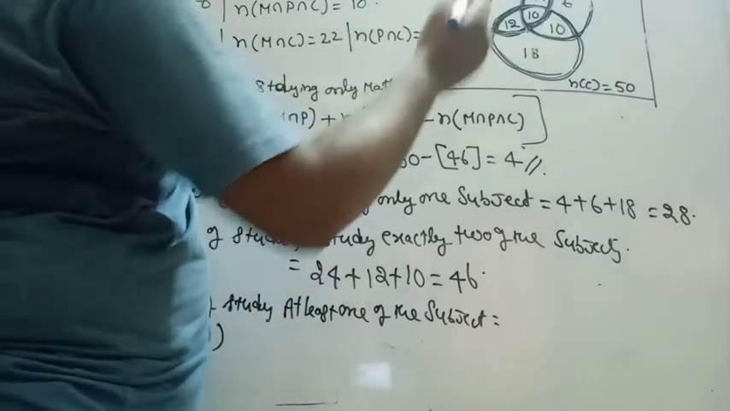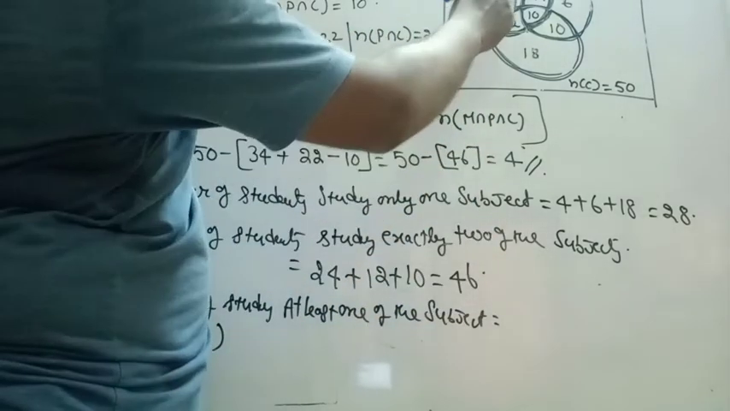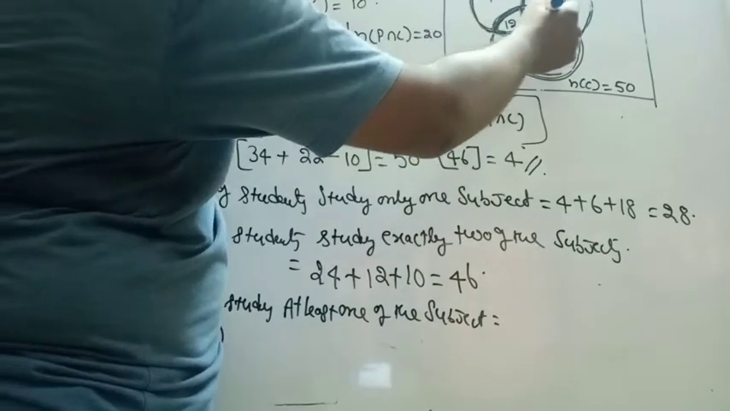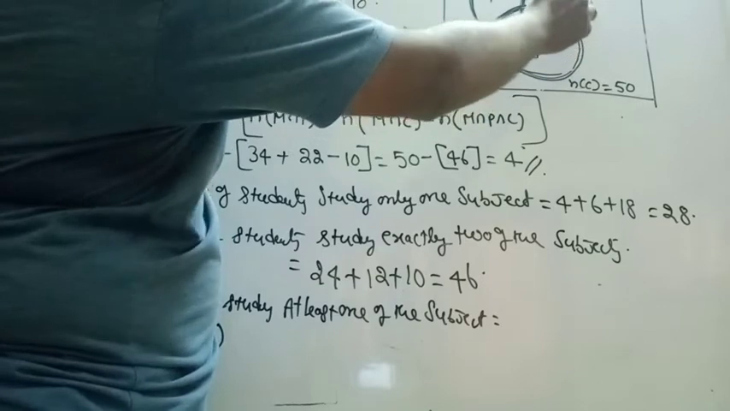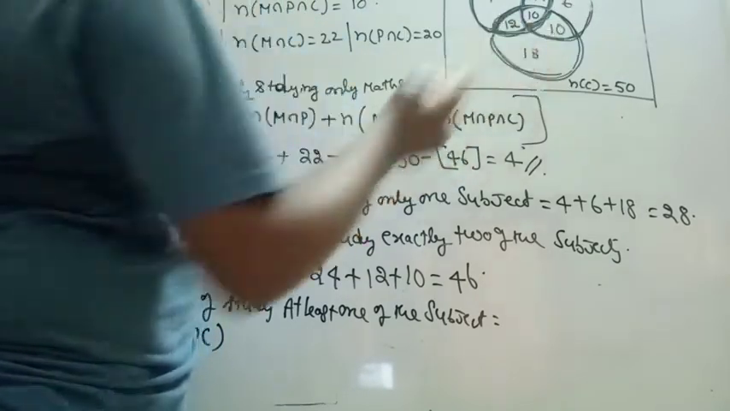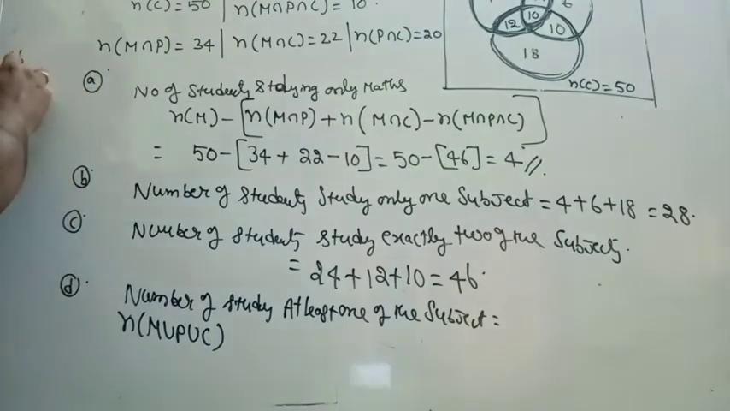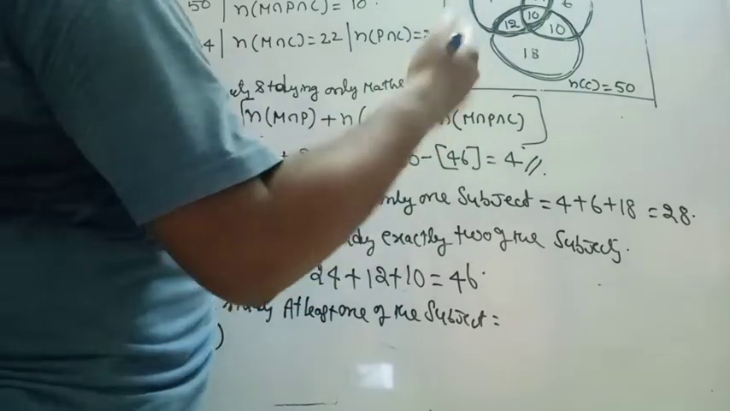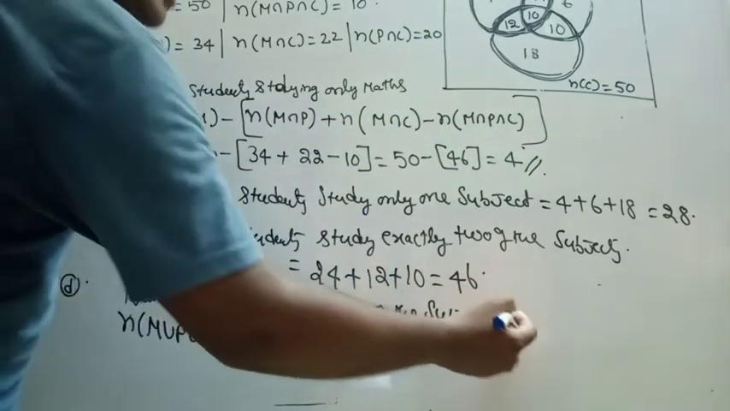Otherwise we can directly see here, we can add these 4. This is totally how much you have here? This totally is 50. 50 plus 6 is 56, plus 10 is 66, plus 18. 8 plus 6 is 14, so 84. Totally 84 students study at least one of the subjects. This is the answer.